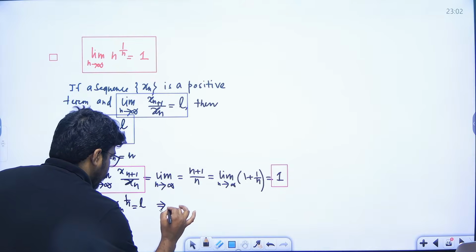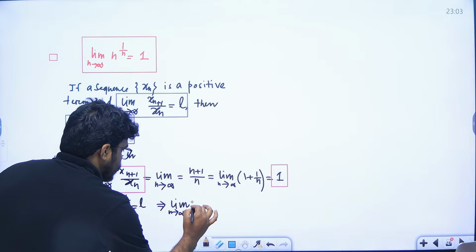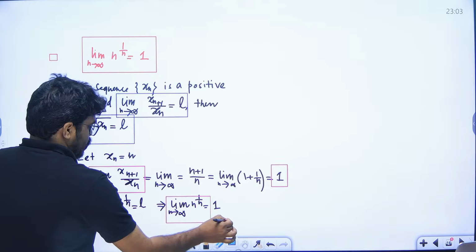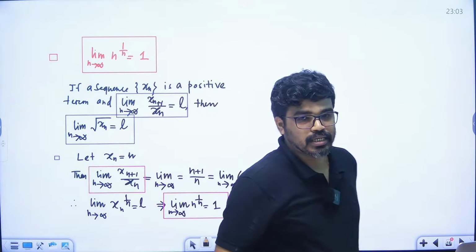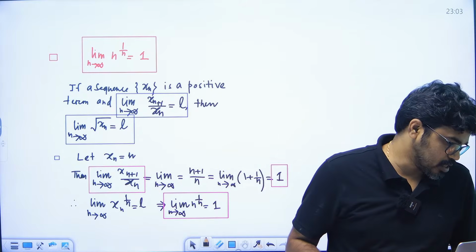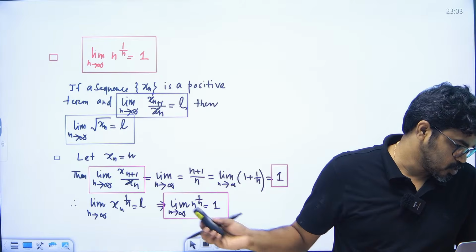So this implies that, since xn is n, n to the power 1 by n is 1. ঠিক আছে? Clear? So we prove that the limit as n tends to infinity of n to the power 1 by n is 1. Okay? যে জিজ্ঞেস করেছিল why the limit of n to the power 1 by n is 1, so this is the proper explanation.